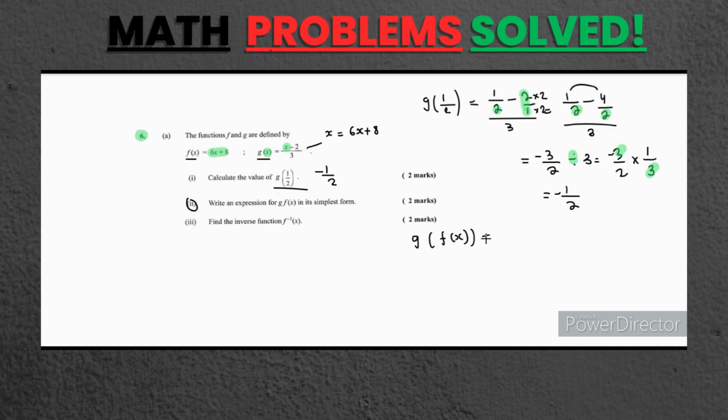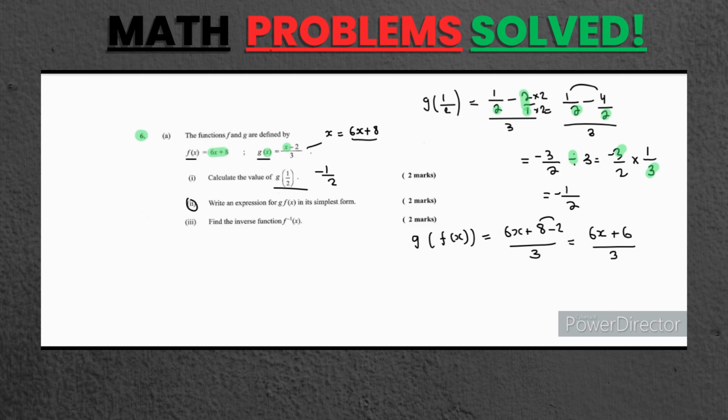So what will you get? Here you can see it's x minus 2. So instead of x you will write 6x plus 8, minus 2/3, right? So if you solve it further, you know 8 minus 2 is 6. It will become 6x plus 6/3, right? Then what you can do?